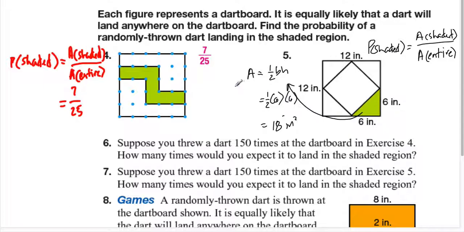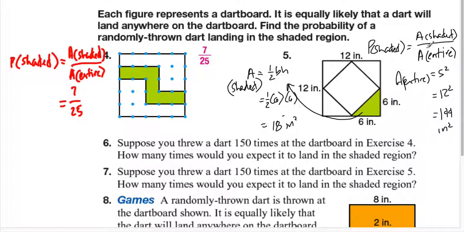Okay, so this is shaded. And the area of my entire region will be the area of this square right here. So the area of my entire region will be s squared, or 12 squared, or 144 square inches.